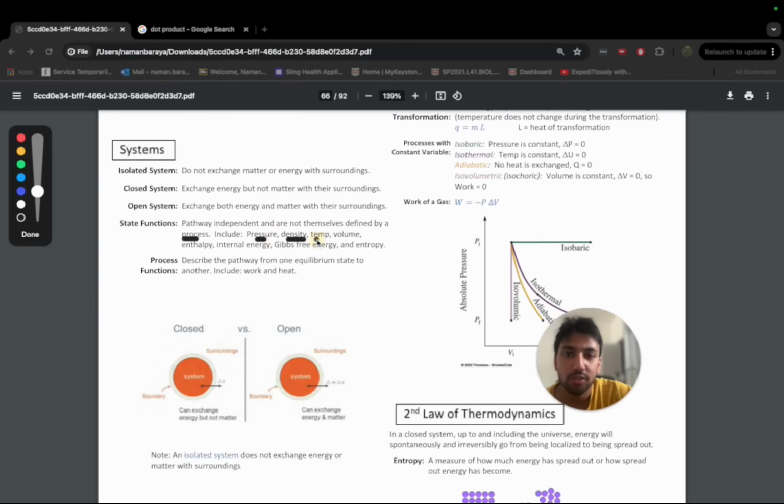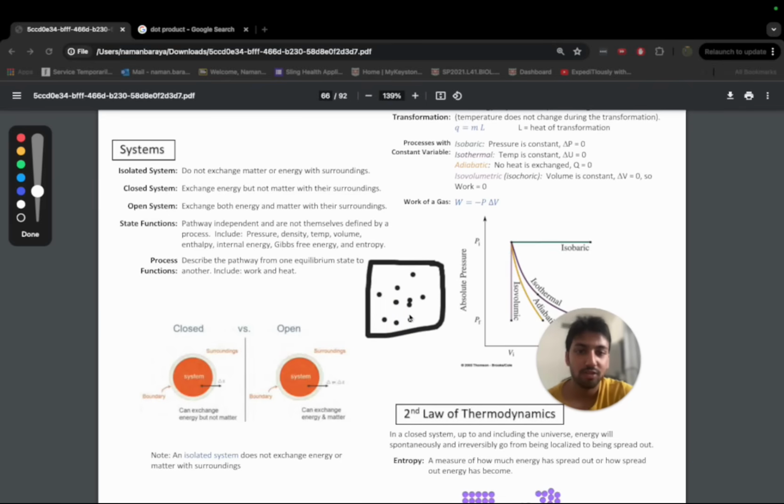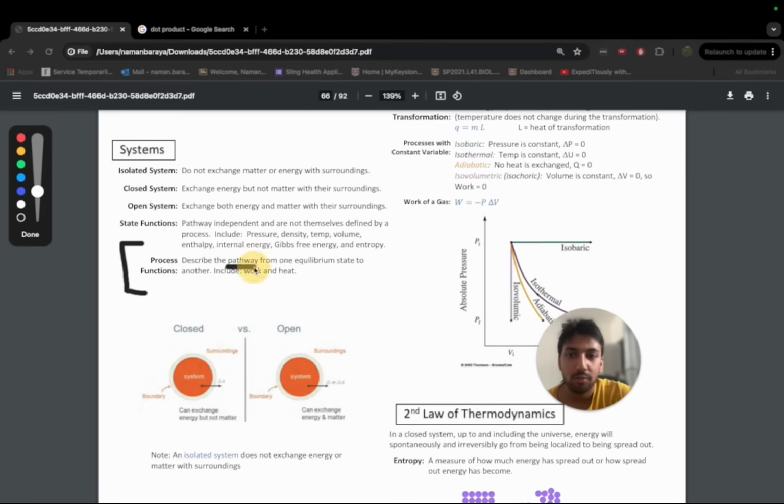So pressure, density, temperature, volume, enthalpy, internal energy, Gibbs free energy, entropy, these are not dependent on how we got there. The best example is probably entropy. Entropy is how messy something is. If your room is really messy and not ordered, then it's high entropy. It doesn't really matter how you got there, whether you organized it 10 times or whether you just let it get messy. The entropy is just dependent on that final state that you're in. It's not pathway dependent. But process functions are how one pathway of equilibrium state gets to another. Okay.